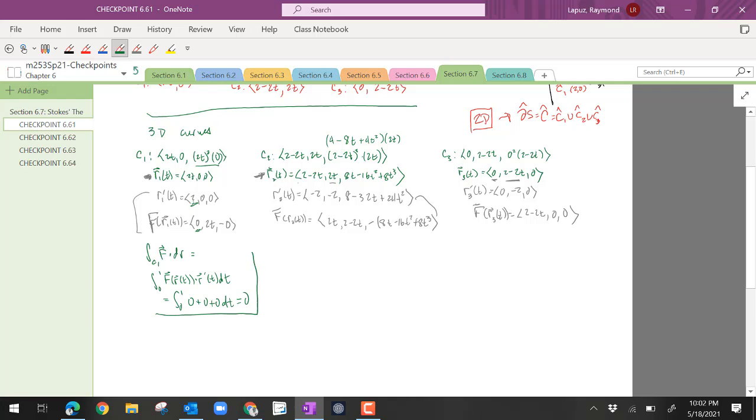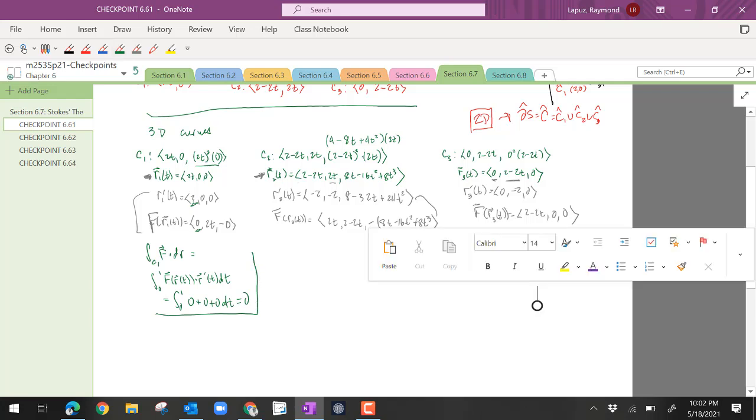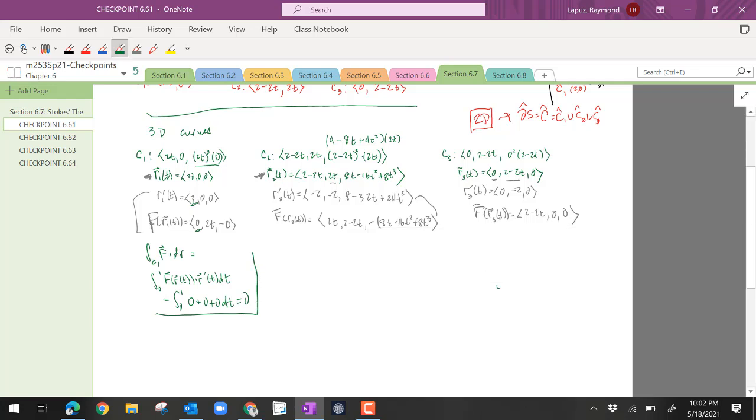We're done with that. Now let's figure the last one. 0 to 1 again of the dot product. So that's going to be 0 times 2 minus 2t, so that's going to be 0. Negative 2 times 0 is 0, and 0 times 0 is 0 dt. So the integral for C2 is also going to be equal to 0.